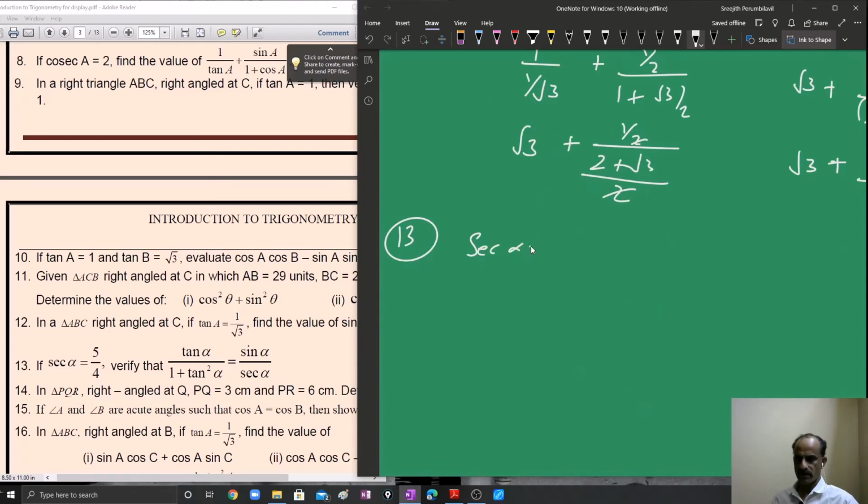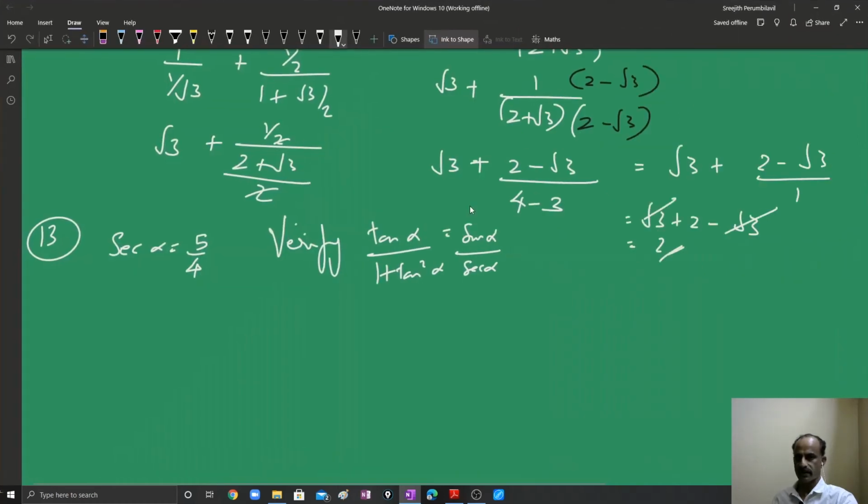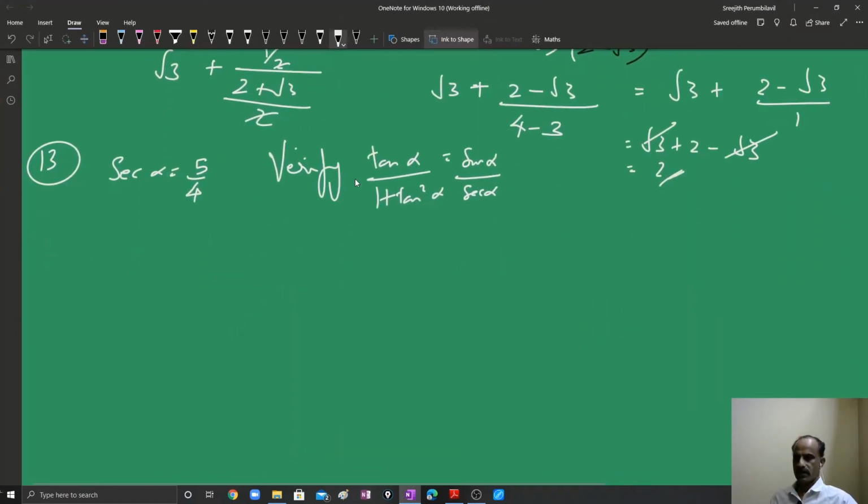Sec alpha is equal to 5 by 4. You have to verify that tan alpha divided by 1 plus tan square alpha is equal to sin alpha by secant alpha. So given is sec alpha equal to 5 by 4. What is sec alpha? Hypotenuse by adjacent side, 5 by 4. You can draw a triangle.